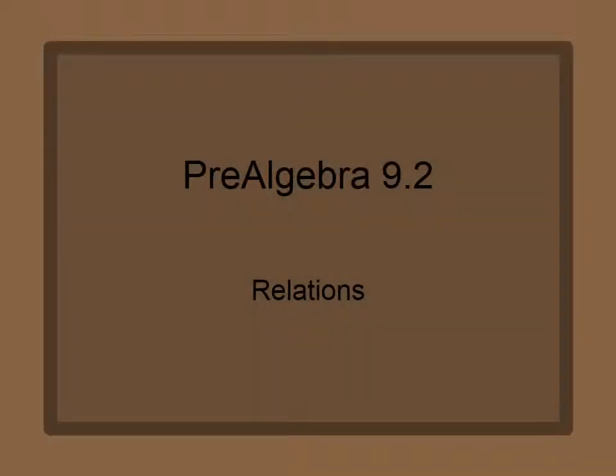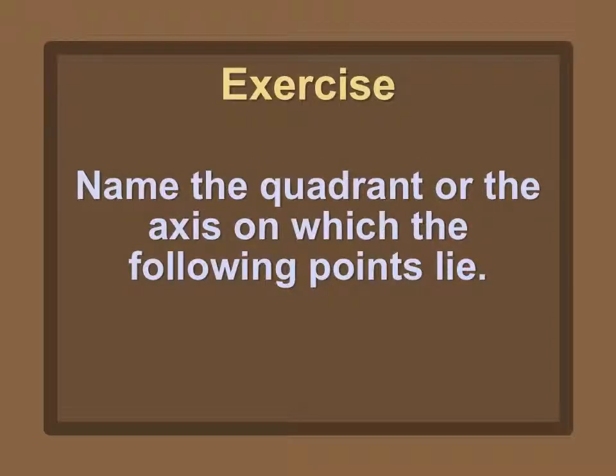Okay, so today we're going to look at the second section in chapter 9, so 9.2, which is called relations. Before we do that, I just want to review a little bit of what we talked about before. We're going to review quadrants really quickly. So let's just do a couple of questions where we have to name the quadrant or the axis on which the following points lie.